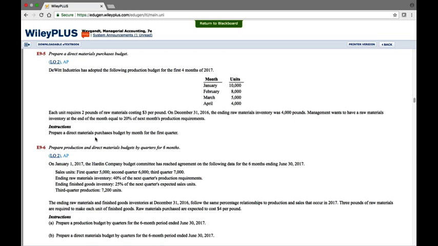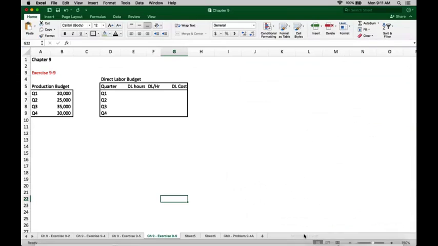Management wants to have raw material inventory at the end of the month equal to 20% of next month's production requirements. They want us to prepare the budget for the first quarter, that's the months of Jan, Feb, and March for next year. So let's go to Excel once again and see what we have here.